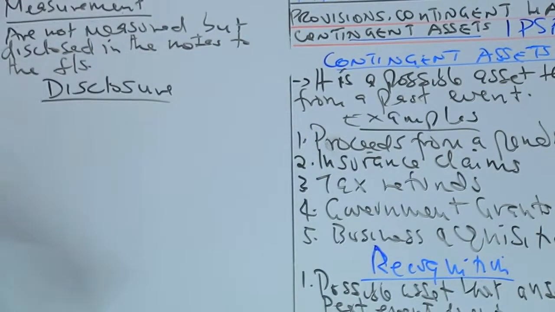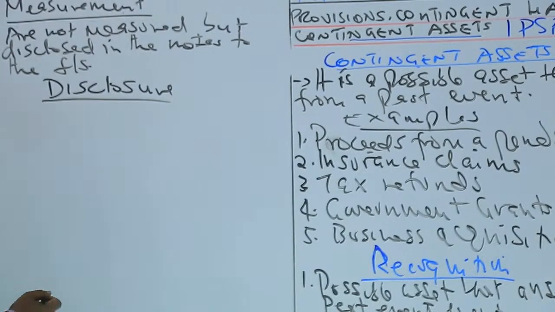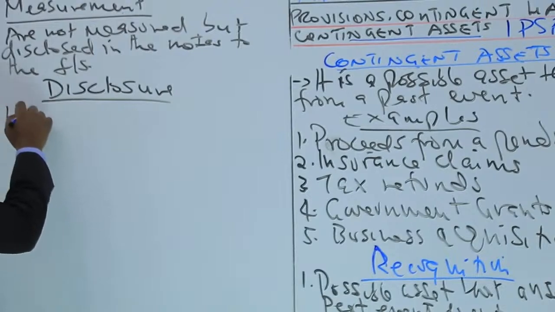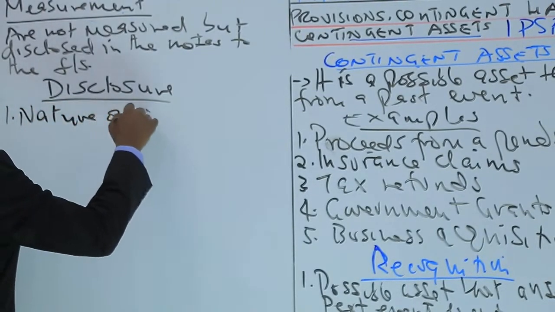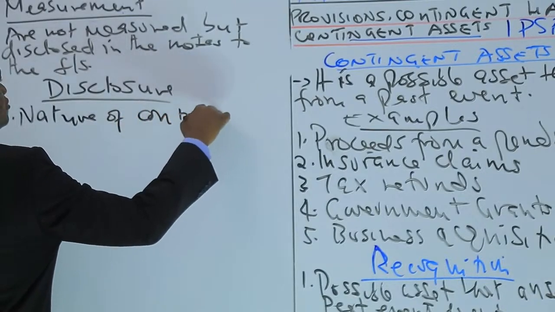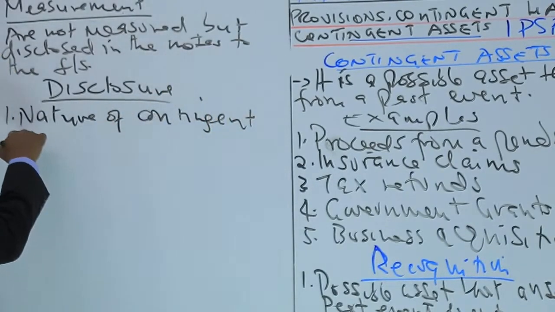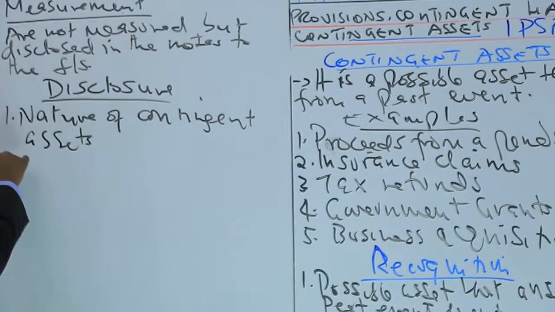What are the disclosure requirements? Now, candidates, public sector entities are required to disclose certain information about contingent assets in the notes to the financial statements. One is the nature of contingent assets. That has to be disclosed.